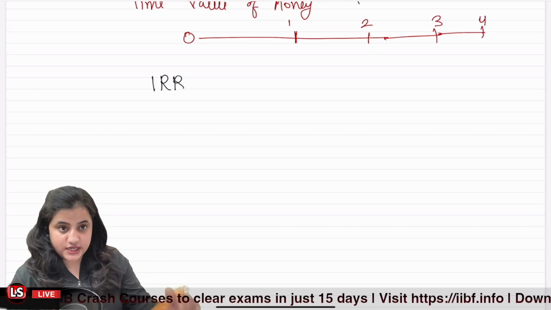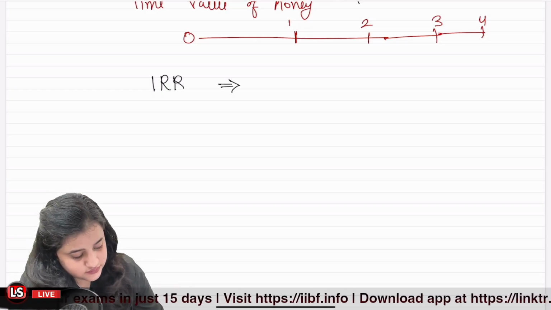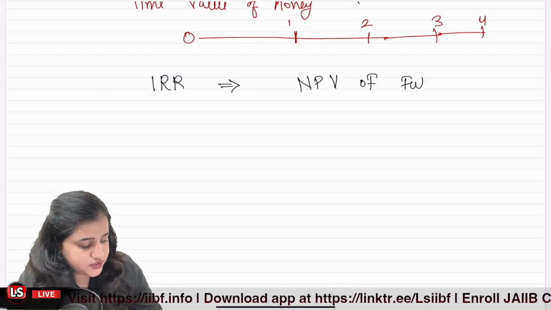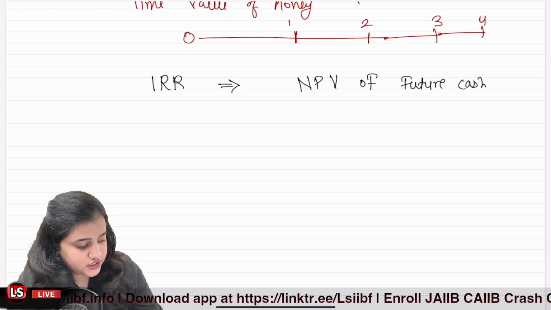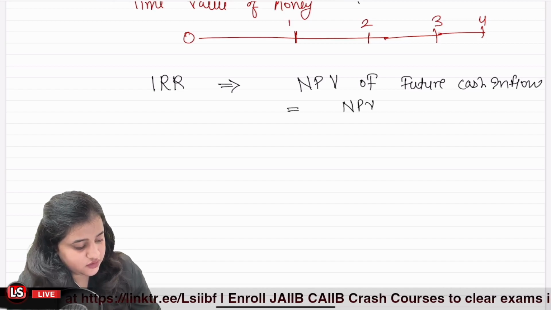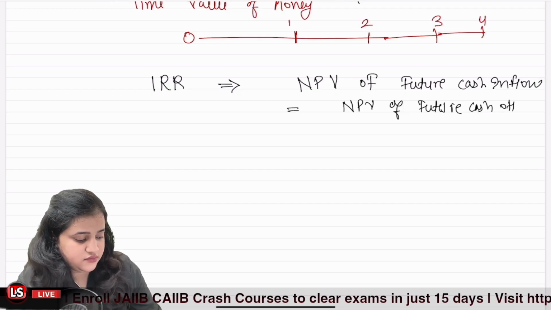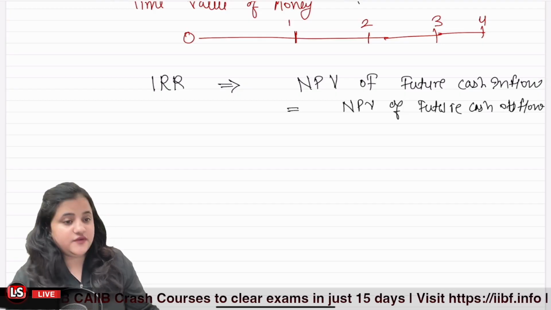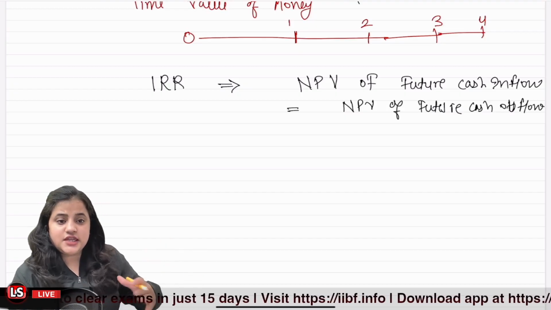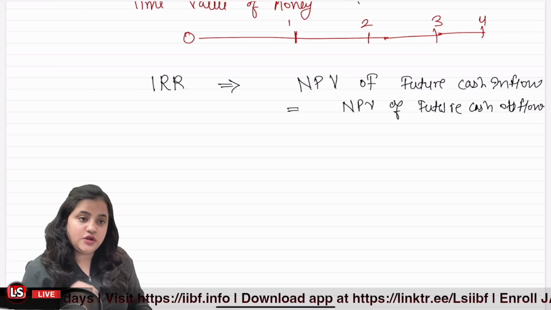IRR on a project is the rate where NPV of future cash inflow is equal to NPV of future cash outflow. Okay, so whatever that rate is, that is your internal rate of return of a project. Just like we have a rate of interest on a bank deposit, that is the rate of interest on your project.